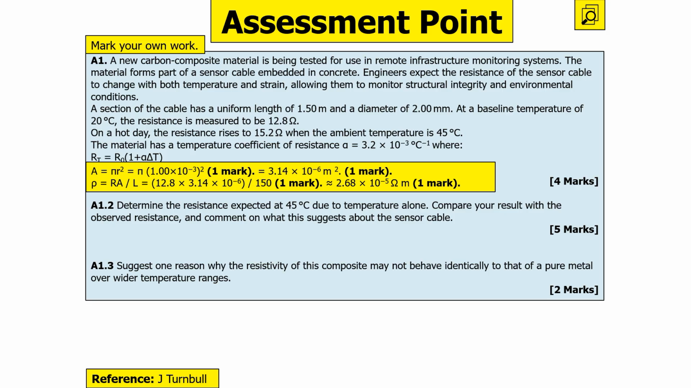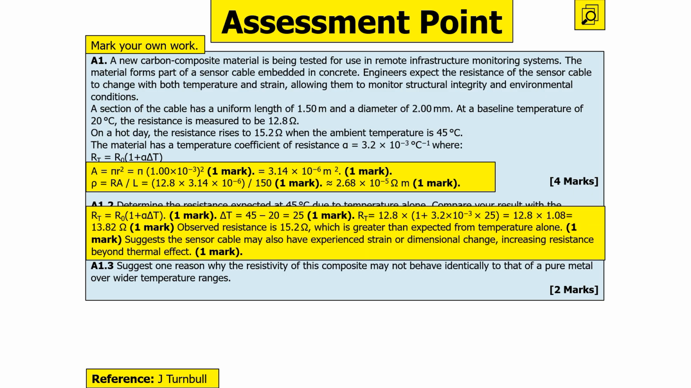We know that resistivity is resistance times by area over length. We have all the values now, so it's 2.68 times 10 to the minus 5 ohm meters. Now in this next one, we've got to use the equation given to us in the question. We know that the change in temperature is 45 minus 20. It's going from 20 to 45, so the change is 25.